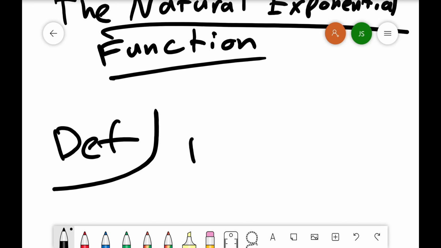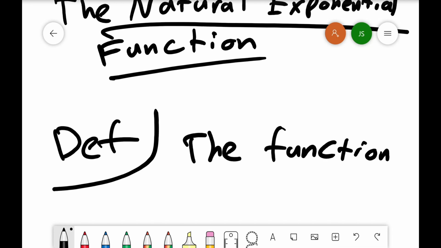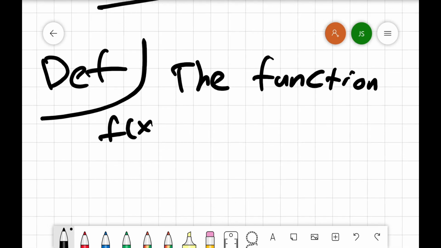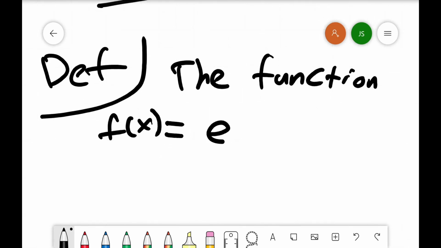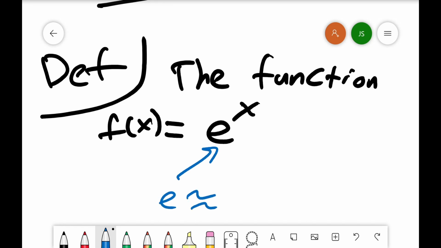Let's define it. So the function f of x equals e to the x. Remember we just learned about e. That's about 2.71. It's the end behavior of 1 plus 1 over n to the n. I guess you could use an x here if you really wanted to. The end behavior on the right side, the large side, or the positive side.